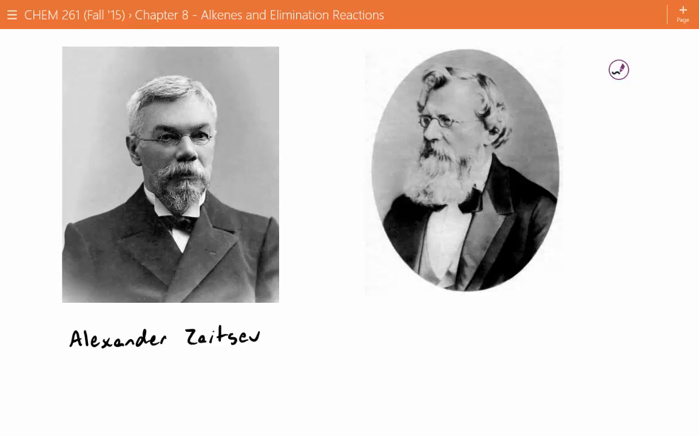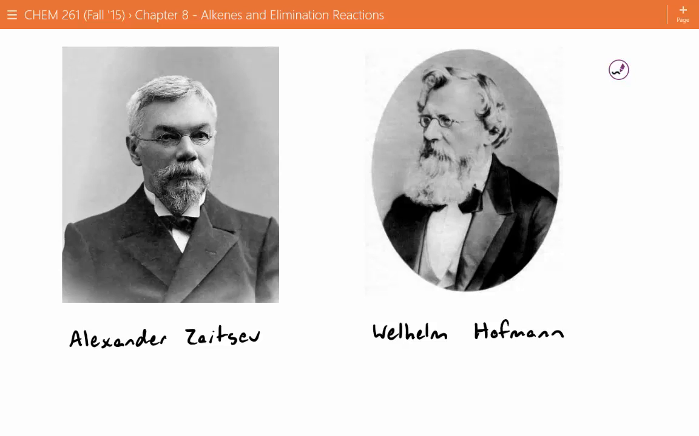This is Alexander Zaitsev, and this is, I think, Wilhelm Hofmann. Are they German? Yes. Almost all of the early organic chemists were German. The thing that kind of threw them out of the world power for chemistry was World War II. They didn't fare very well. But prior to World War II, that's where all of the important chemistry was happening in the world for the most part, in Germany and in the UK. So these were the two chemists that noticed this discrepancy.